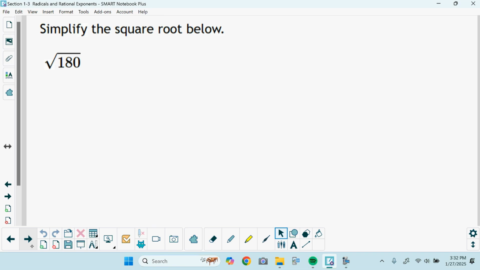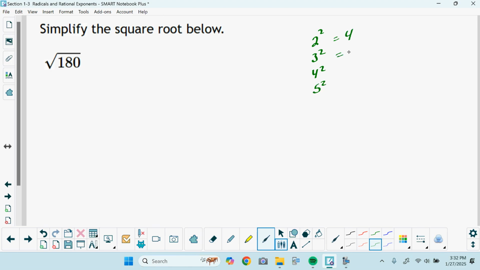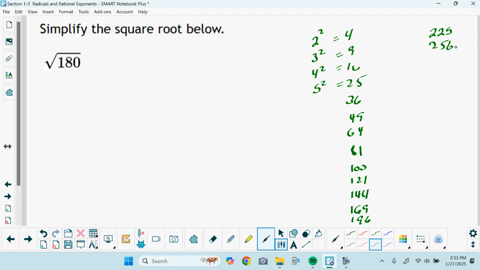Simplify the square root below. In order to simplify a square root, you are looking for one of its factors to be a perfect square. So 2 squared, 3 squared, 4 squared, 5 squared. So this is 4, 9, 16, 25, 36, 49, 64, 81, 100, 121, 144, 169, 196, and 225 and 256. So that's up to 15 squared.